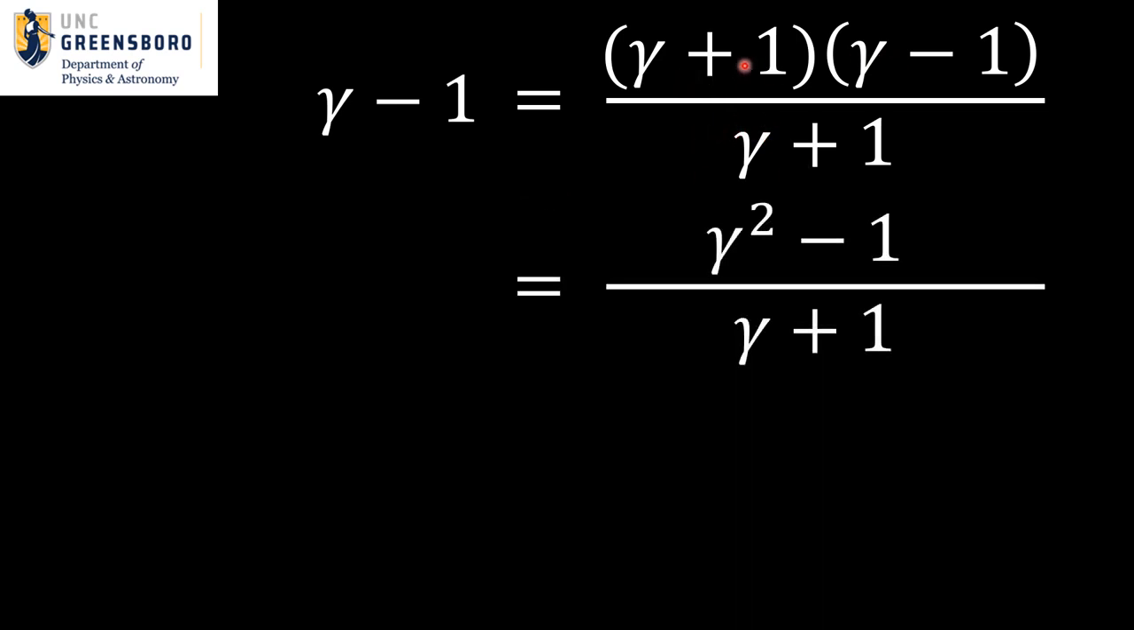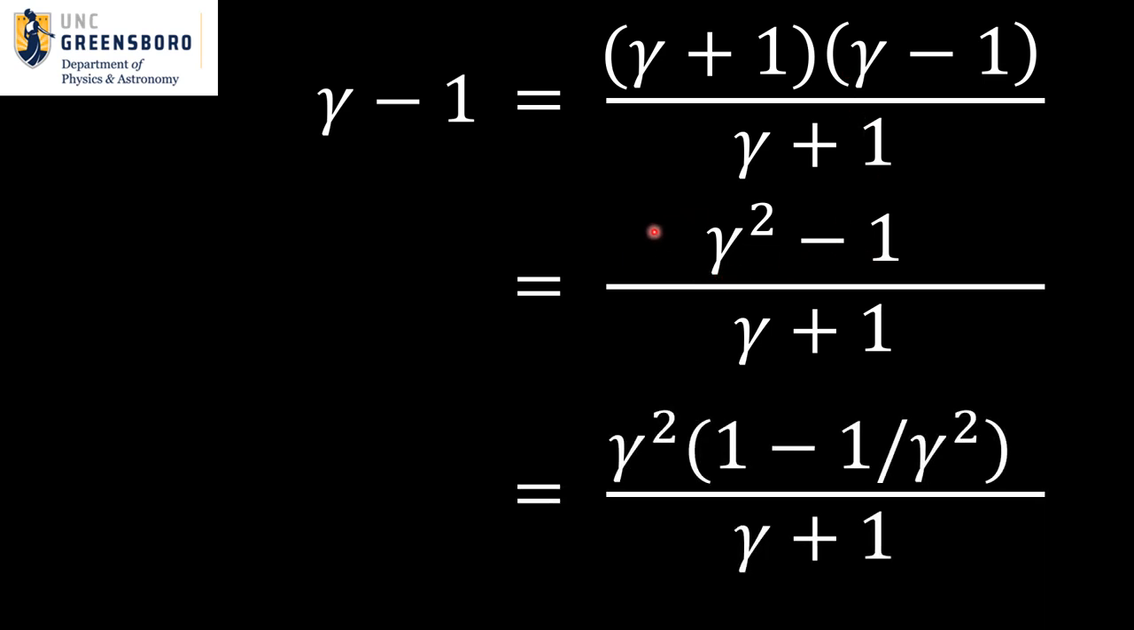And now if we multiply these expressions in the numerator together, we get gamma squared minus 1. Now I'm going to take this next step, which isn't necessary, but it does make the subsequent math steps a little easier to follow, I believe.